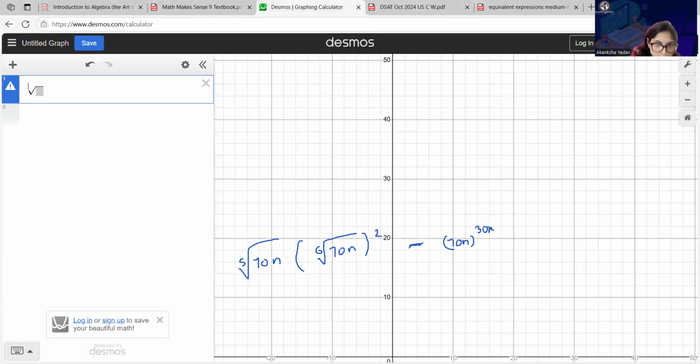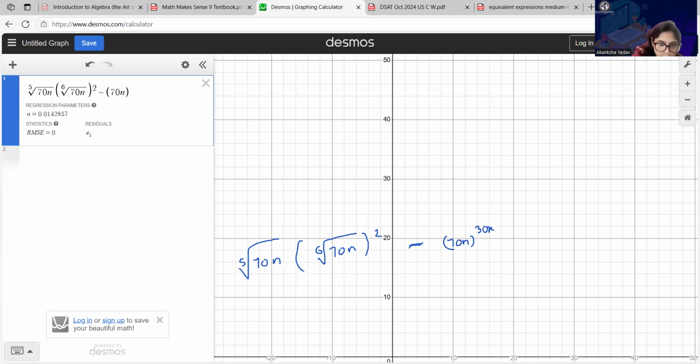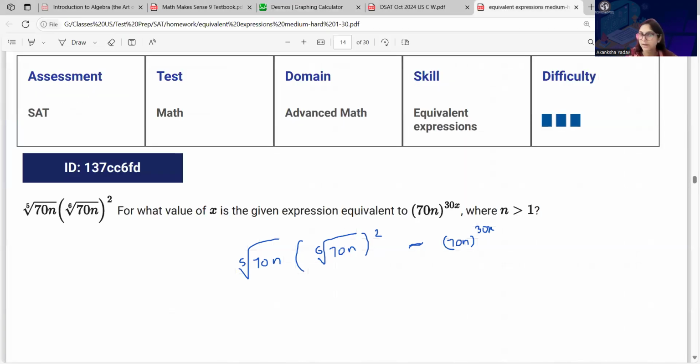So I'll be writing nth root 70n, nth root 70n whole squared. And this is equivalent to 70n to the power 30x1. Now in the question only they want to find the value of x.